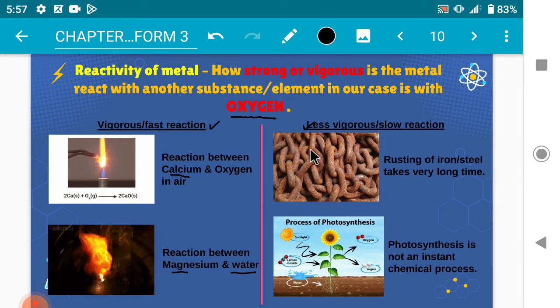On the other hand, a less vigorous reaction, for example, is rusting. When you see iron or steel, it takes a very long time to rust. The same goes for photosynthesis, which is a process carried out by a plant to produce food. This also takes time to undergo.